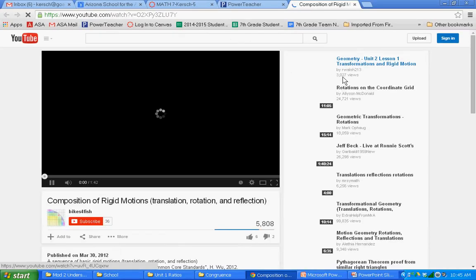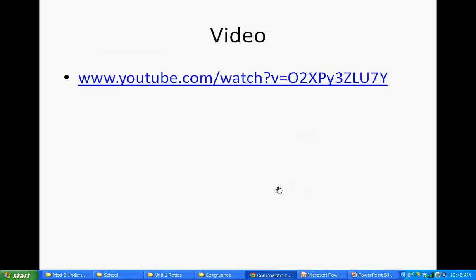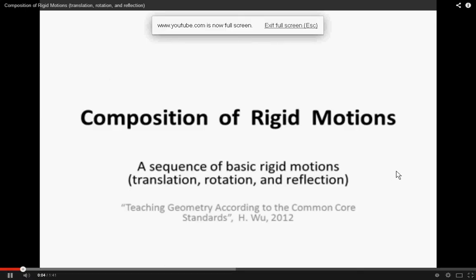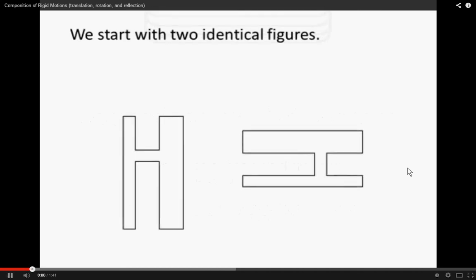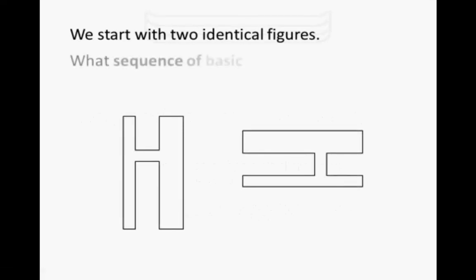All right, so let's take a look at the video again of the composition of rigid motions. And using our H again.